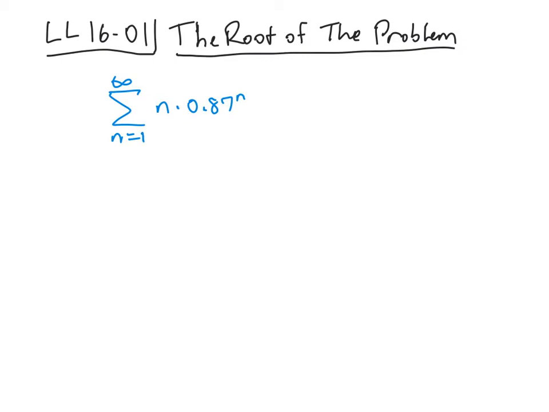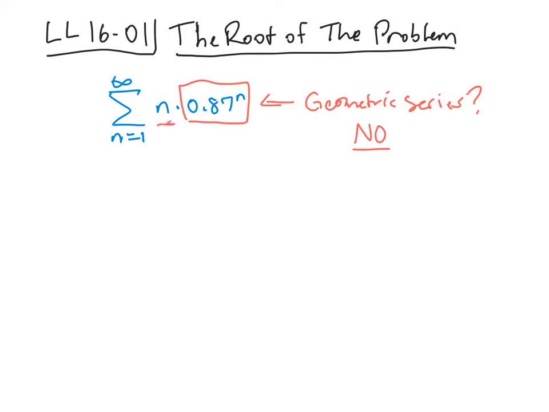Now, before we get started, you might look at that series and think, hey, wait a minute, isn't this just a geometric series? Because I see that telltale constant base raised to a variable exponent piece there, that 0.87 to the n, looks kind of like a geometric series. But in fact, this is not a geometric series at all. It is not a geometric series because I've got this other piece here, this multiplication by n.